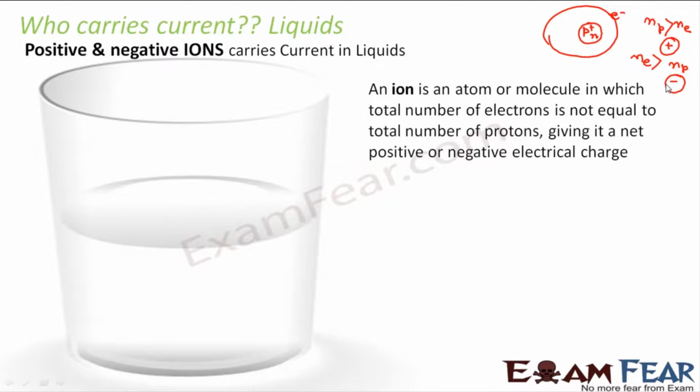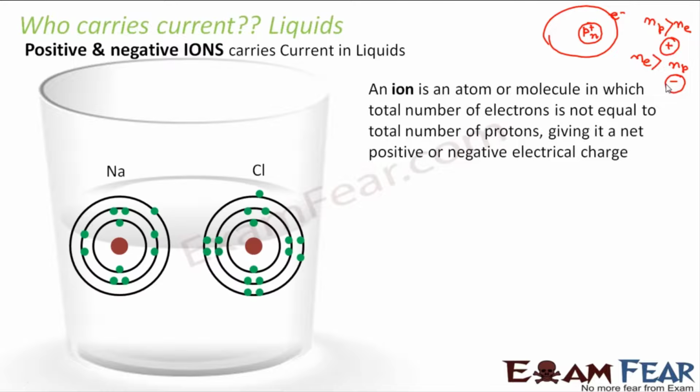So this kind of atom is known as an ion, right? Whenever any atom loses one electron or gains one electron to become positively or negatively charged, then it is known as an ion. So in case of liquids, positive and negative ions carry current. Let us take this example of NaCl. What is NaCl? Sodium chloride. That is your common salt, right?